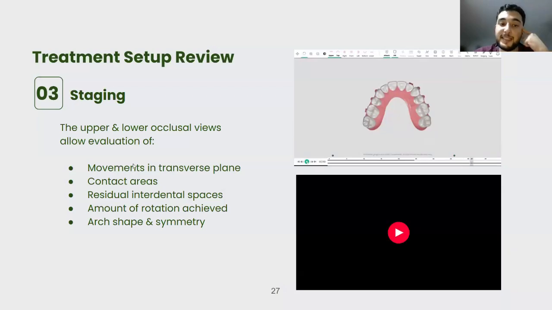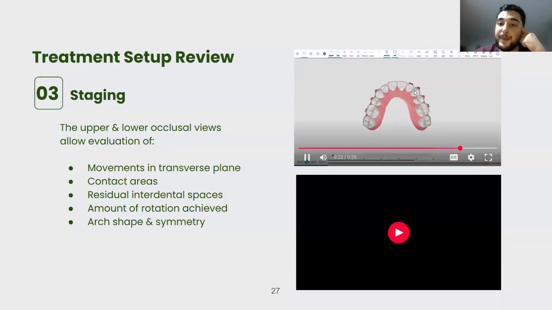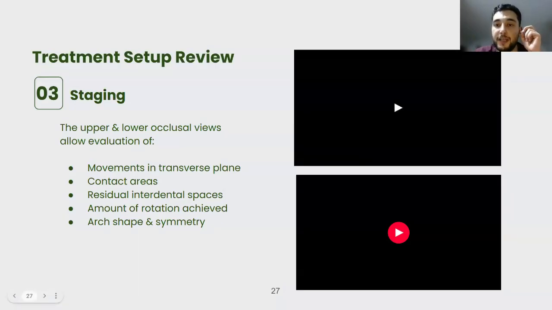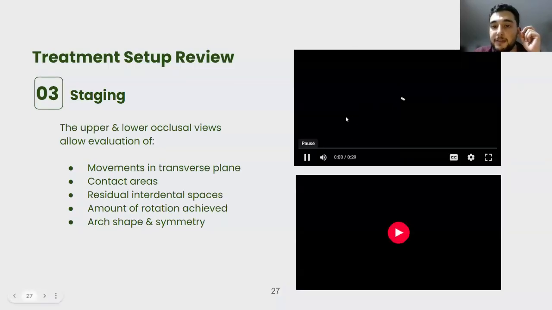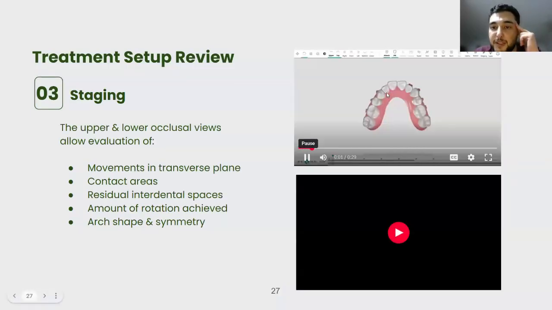So we look at the movements in the transverse plane. We notice how the expansion is going on. From this view, it's also good to notice the contact areas. So in the end result over here, I can notice, I'm sorry, I can go back to the video. I can notice that, for example, between the anterior teeth, the teeth are moving, but I'm seeing a little bit of collision between the contacts.